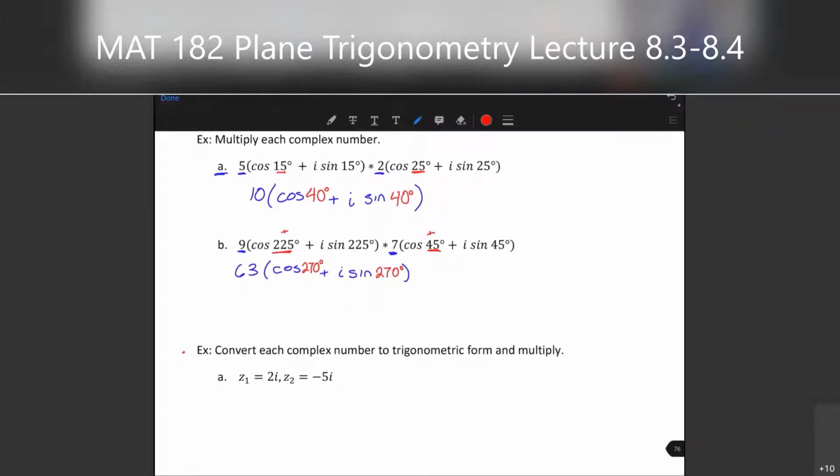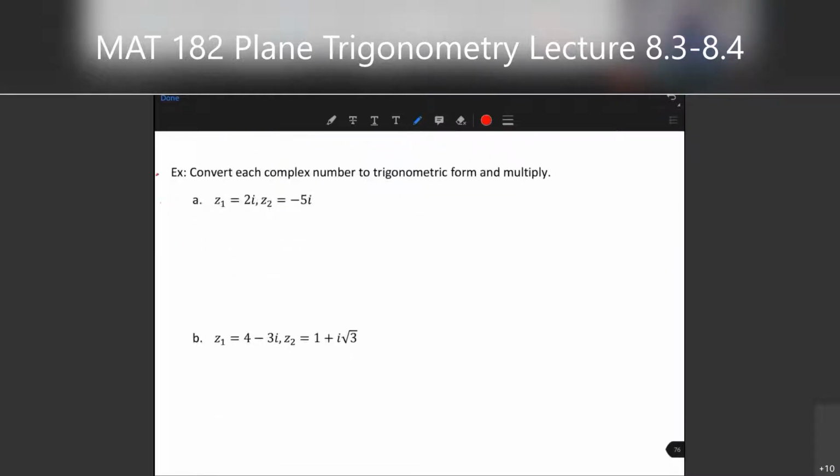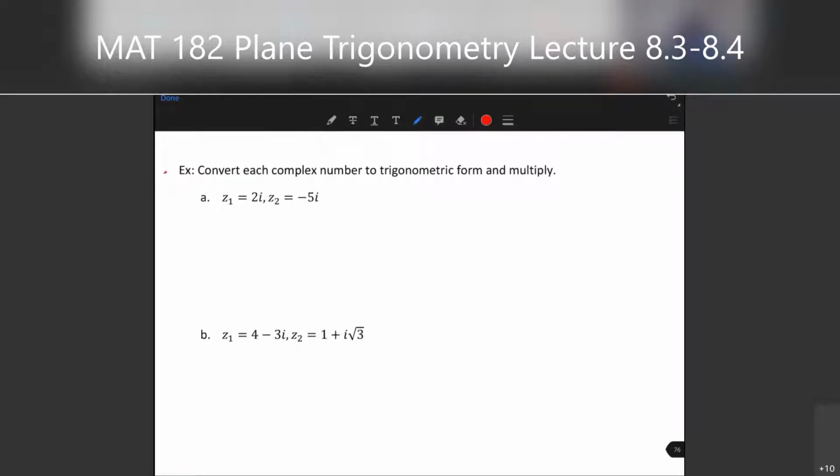So we can also do some conversions here and work with the standard form. So if I have a complex number, call it 2i, and another complex number we'll call negative 5i, we can consider what the product would be here.